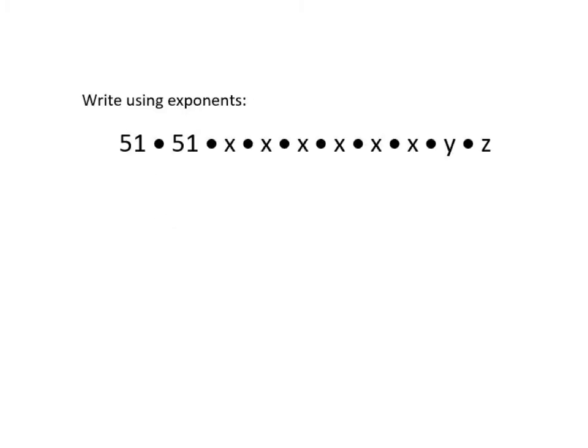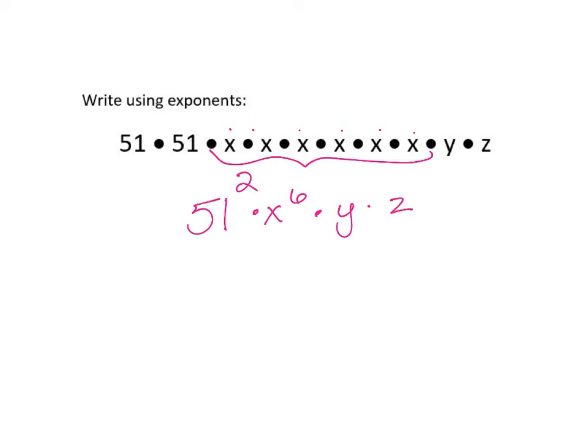So in this case, what we're going to do is use these symbols and simplify them by using exponents. I'm going to start with 51 squared because there are two of them. And then I'm going to combine all these x's. There's 1, 2, 3, 4, 5, 6 of them. So that would be 51 squared times x to the 6th times y times z. Now, I put multiplication symbols in between. You can also squish them together. So it'd be 51 squared, x to the 6th, y, z.